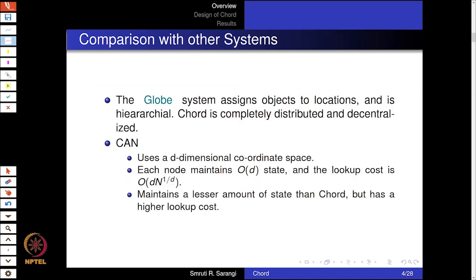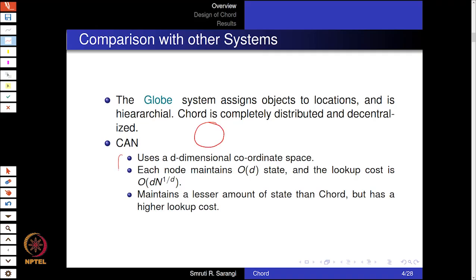So, a comparison with a few of the other systems. By the time that Chord came, there were many more DHTs in the research market. There was the Globe system, which used to assign objects to locations. It was hierarchical. As compared to that, Chord is completely distributed and decentralized. Of course, Chord, similar to Pastry, uses a ring-based overlay.